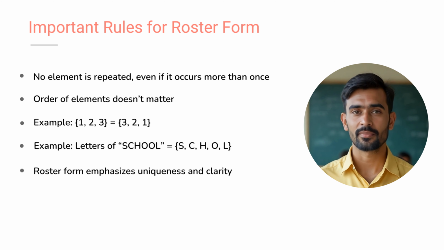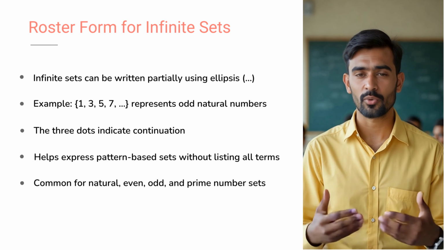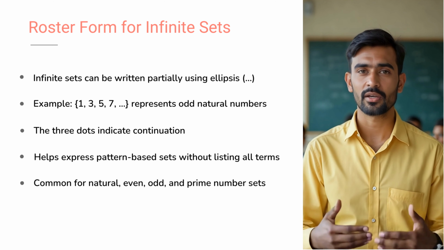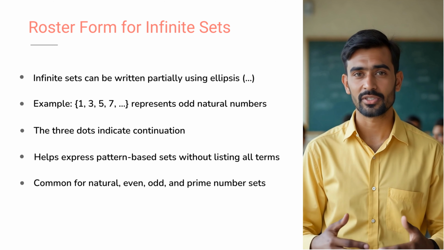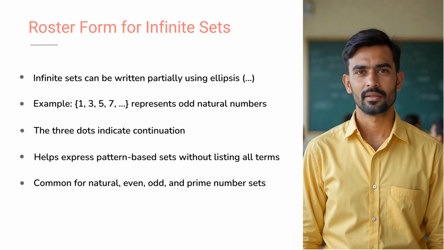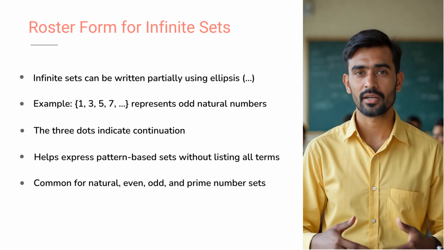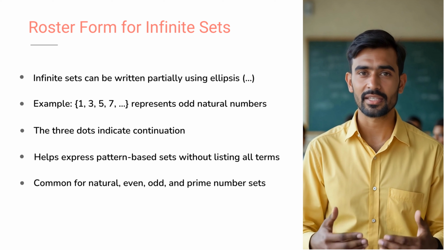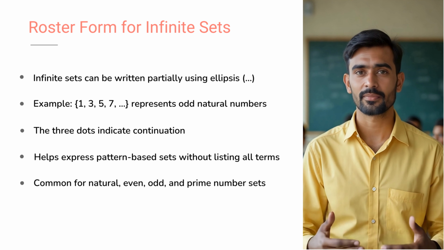Roster form can even be used for infinite sets with one small adjustment. Since you can't list all the elements, you show the first few and then use 3 dots called an ellipsis to show that the list continues. For example, the set of all odd natural numbers is written as braces 1, 3, 5, 7, and so on. This clearly tells the viewer that the pattern continues endlessly.